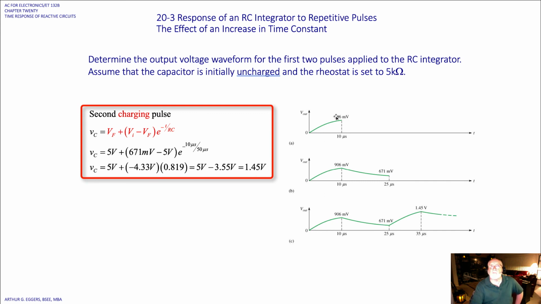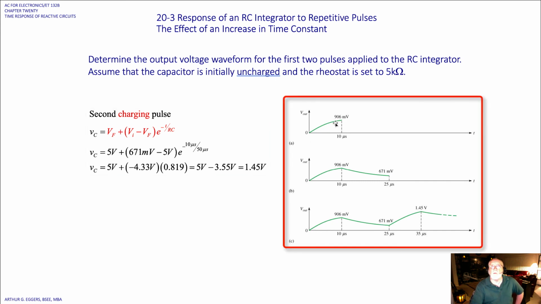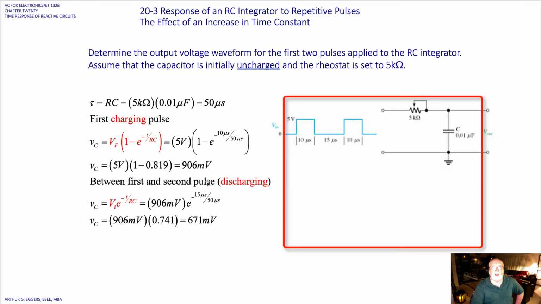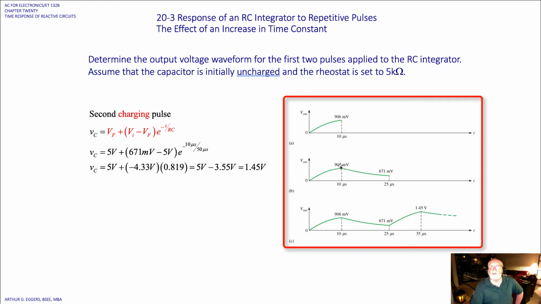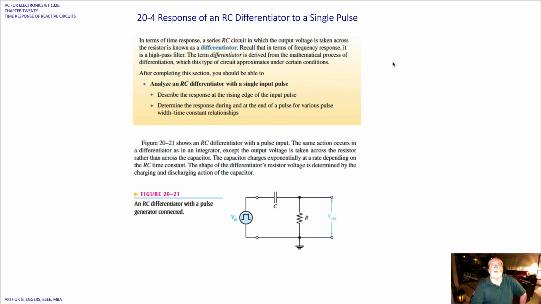If we graph this out, you can see what's going on here as we did our calculations over here. 906, 671. There's 906 and 671 during the charge and discharge phase, and then what goes on between the second and third pulses. So that is the RC integrator. Now we switch to the RC differentiator, and again we start with the single pulse.